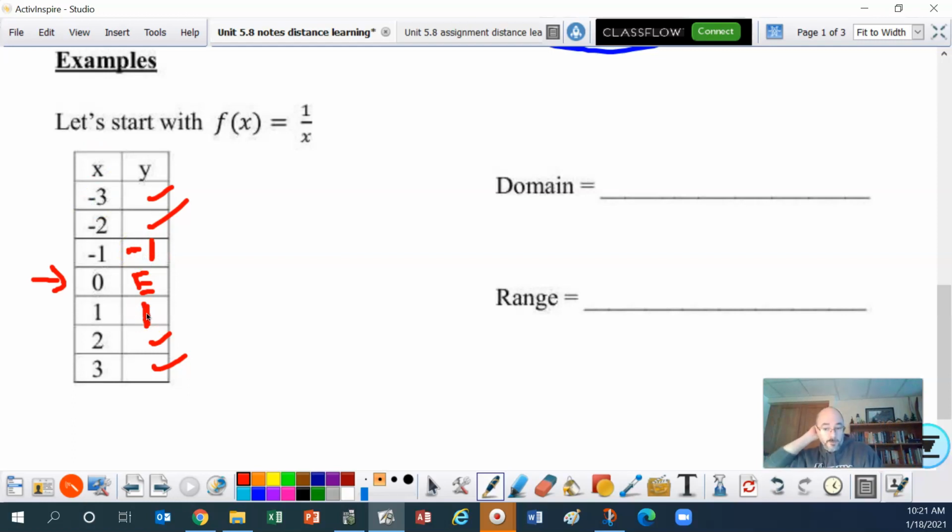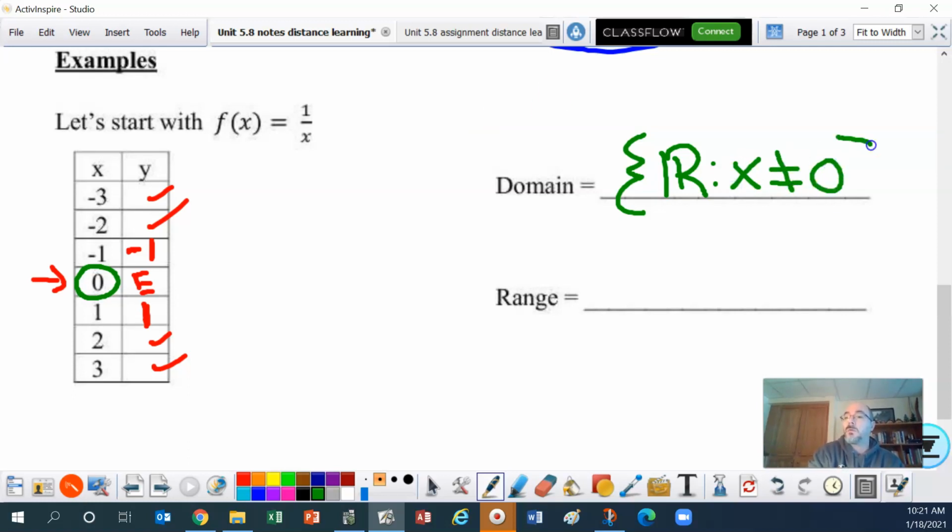That's really important when we talk about the range value. Okay, so here we go. So let's start with the domain. So it looks like everything works except 0. 0 didn't work. Okay, so the domain, ladies and gentlemen, we're going to put all real numbers, but then we're going to put a colon, and then we're going to put x, because the domain are the x values, does not equal 0.